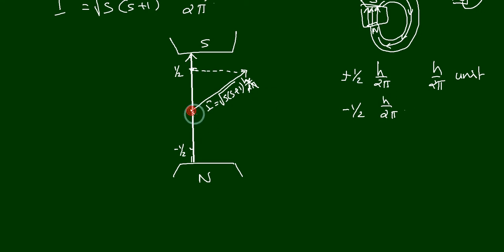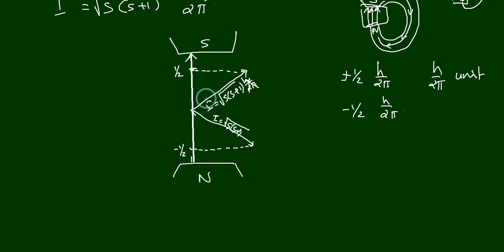And if you are considering another direction like this, this is also I equal to root of s into s plus 1 units. The magnitudes are the same but the direction is different. If you consider the component of this vector in the z direction, it is minus half, meaning minus half into h by 2 pi. So this is the quantum mechanical restriction: the component of the angular momentum in a reference direction should be half integral multiples of h divided by 2 pi.